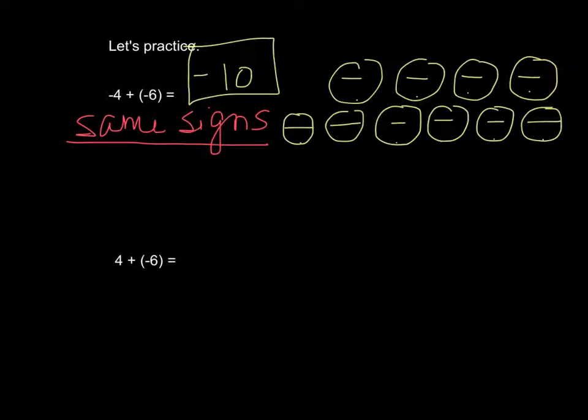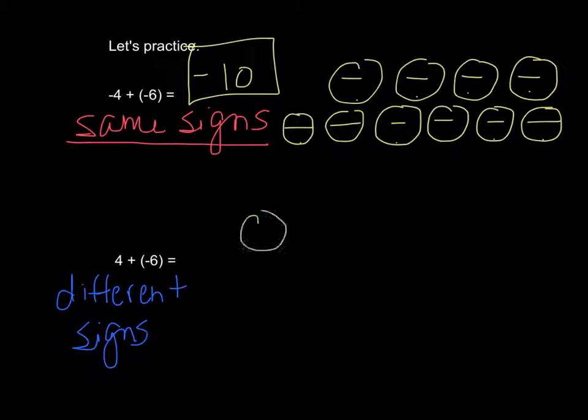The next problem, 4 plus -6. Now I have integers with different signs. This means that we're going to be looking for zero pairs. So if we draw our integer chips, we have 4 positive integer chips, and we have 6 negative.